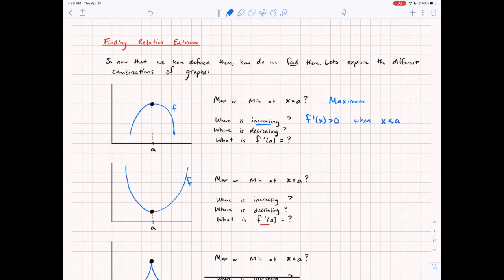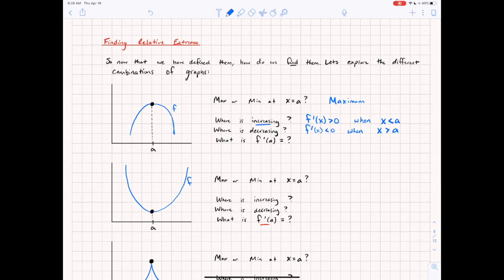Well, what about where is f decreasing? Well, we know that f is going to decrease when the derivative is less than 0, so when the derivative is negative. And from the graph, we know that this is going to occur everywhere to the right of A, aka where x is greater than A. So notice essentially we have this change here. We have f prime going from positive to negative at this location as we read it from left to right.